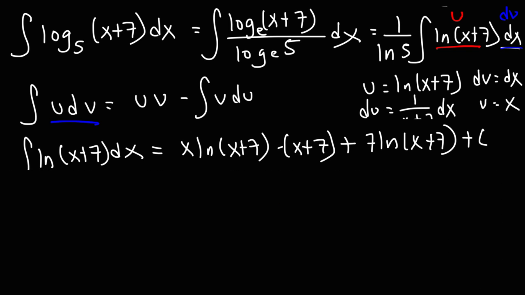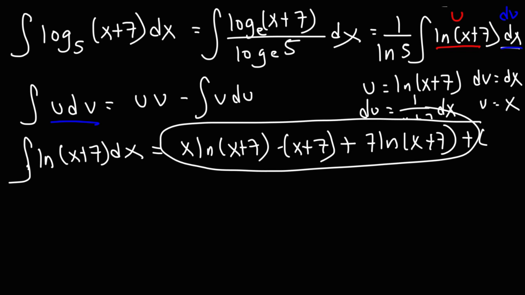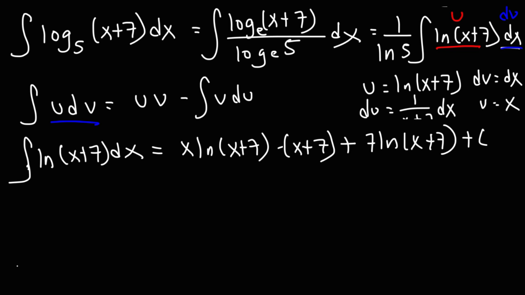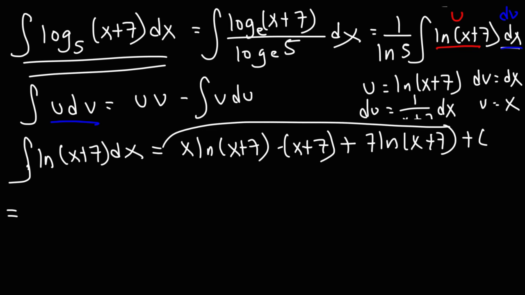So what we have here is the integral of ln(x plus 7). But we want to find not only the integral of ln(x plus 7), but times 1 over ln 5. So to get that answer, all we need to do is multiply this by 1 over ln 5. So our original problem is going to equal 1 over ln 5. What I'm going to do is divide each of these terms by ln 5. That's going to make life easier.